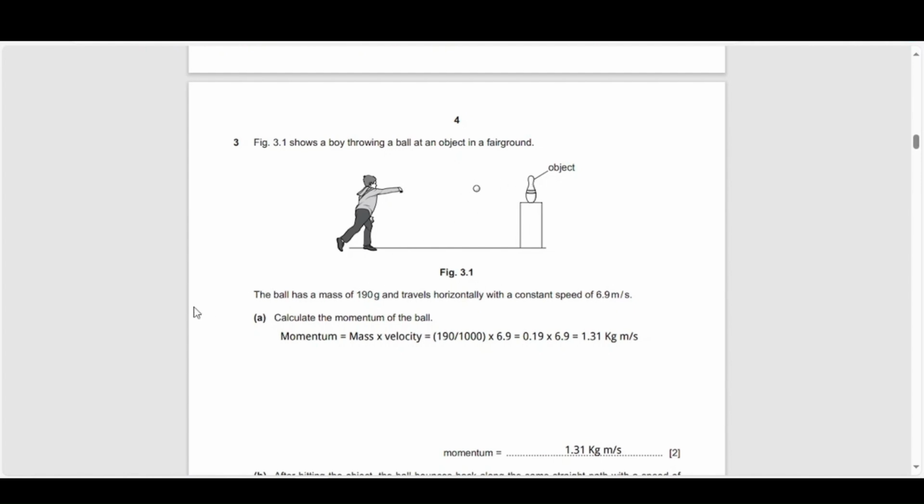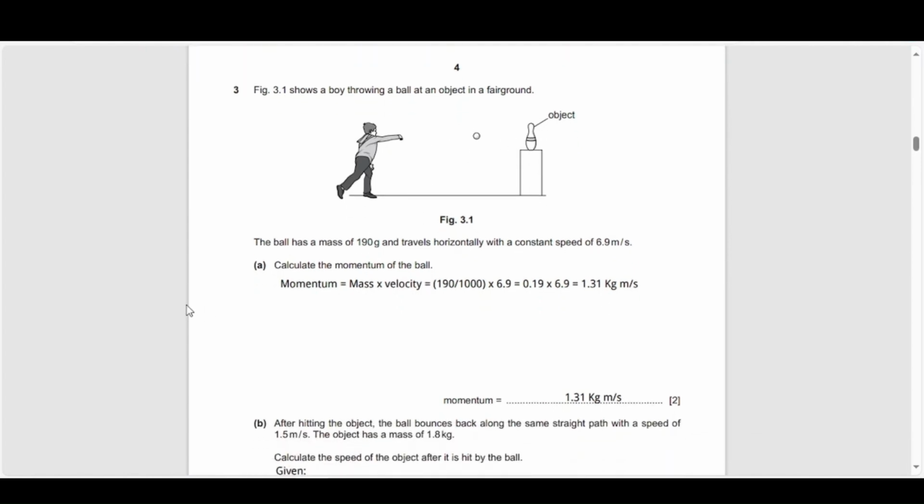So I want you to calculate the momentum of the ball. This is straightforward. If you want to calculate the momentum of the ball, you need to know the mass of the ball and the velocity with which the ball is traveling. We happen to know both the mass and the velocity. The only thing that you need to do, obviously, is to convert the mass, which is in grams, to kilograms, because we want to work with SI units.